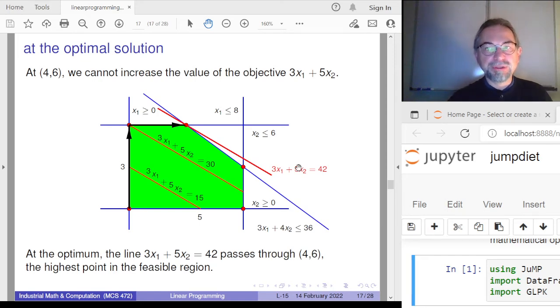So the polyhedron can be quite complex. Here we only had 2 steps in essence, but you could have many. You could have almost like a circle, but you will still do this in finitely many steps. Okay.